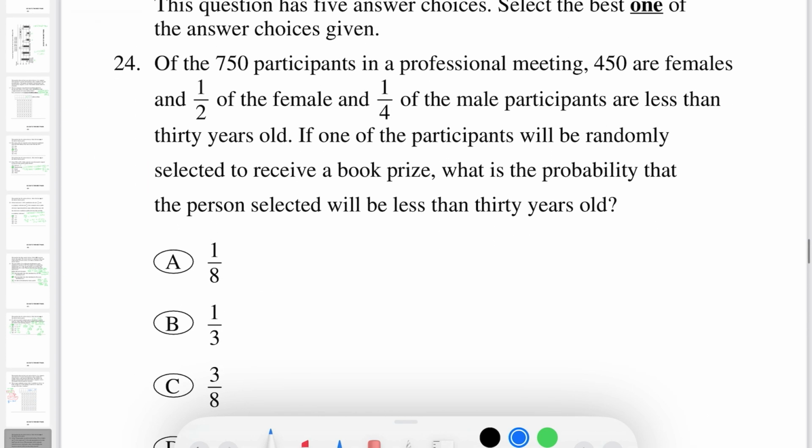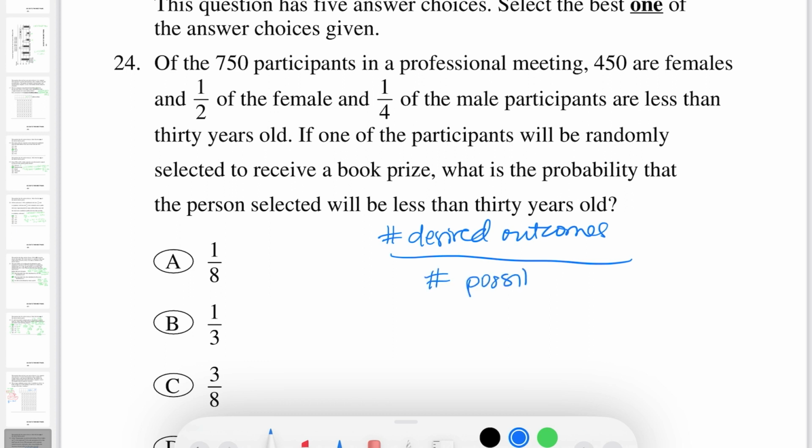All right, we're almost done. Next one. Of the 750 participants in a professional meeting, 450 are females, and half of the females and a quarter of the male participants are less than 30 years old. If one of the participants will be randomly selected to receive a prize, what is the probability the person selected will be less than 30 years old? So we know our total is 750 people, but the probability, the numerator, so if we remember the probability formula, is the number of desired outcomes divided by the number of possible outcomes.